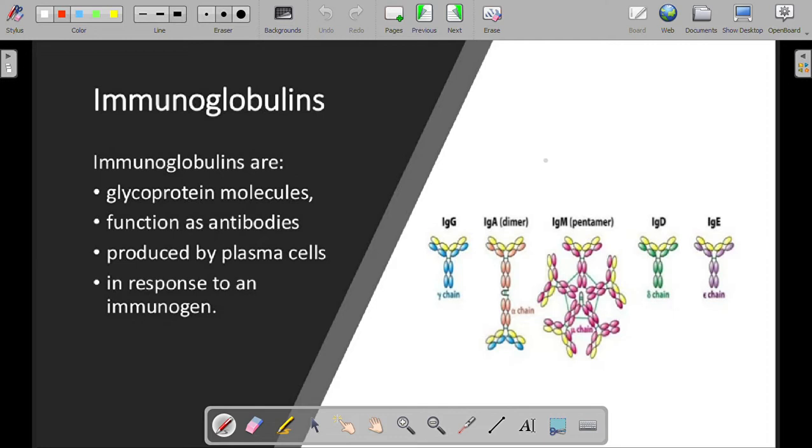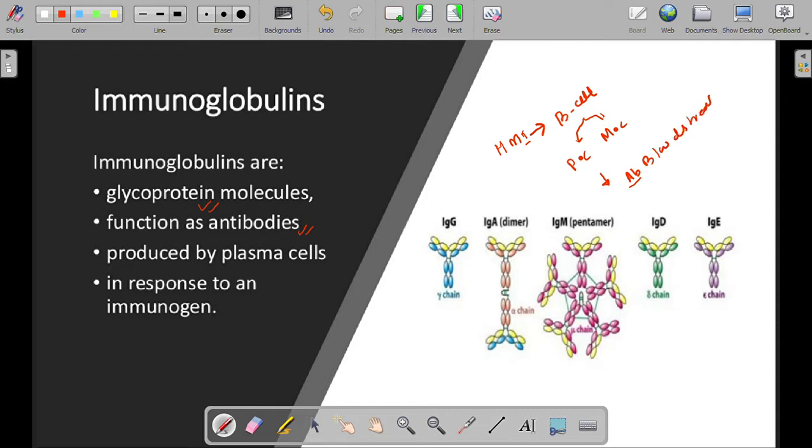Now let us see about the different types of immunoglobulins. As we know, immunoglobulins are glycoprotein molecules, they function as antibodies, and they are produced by the plasma cell, as we have seen in humoral mediated immunity. Humoral mediated immunity generally produces B cells, and B cells again divide into two cells, that is plasma cell and memory cell, and this plasma cell secretes antibodies in the bloodstream.